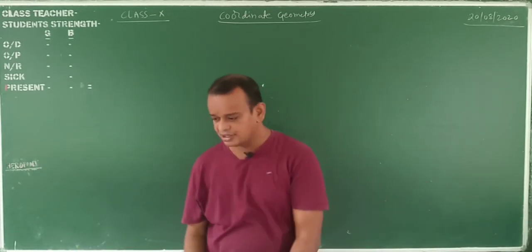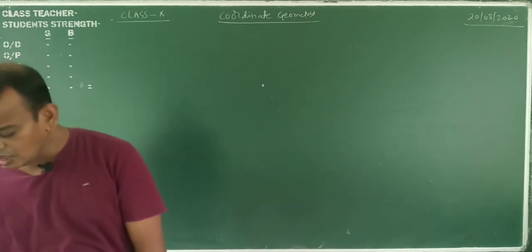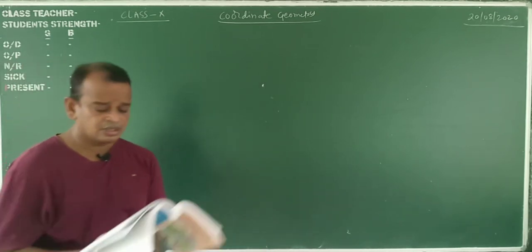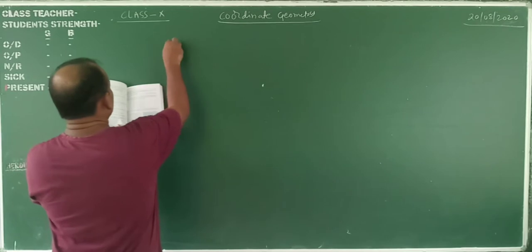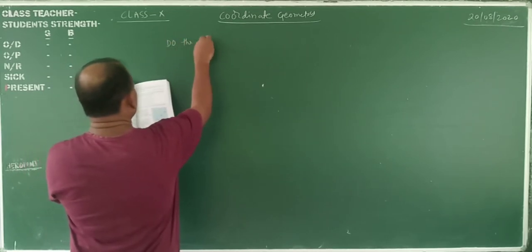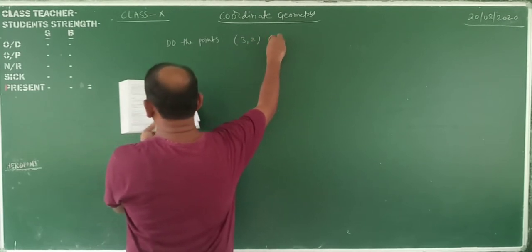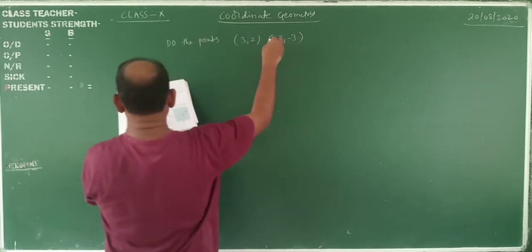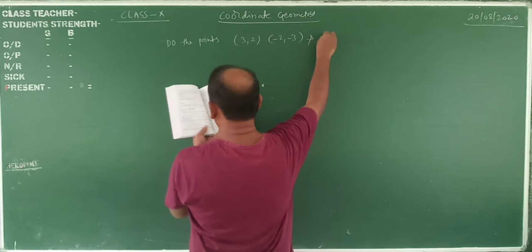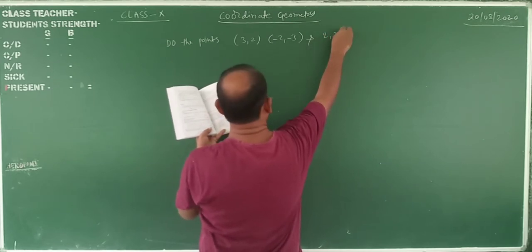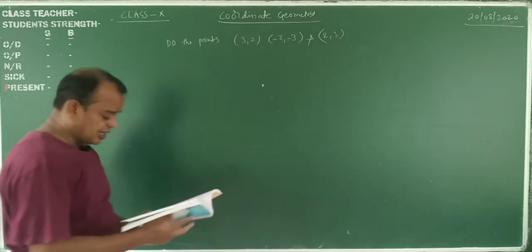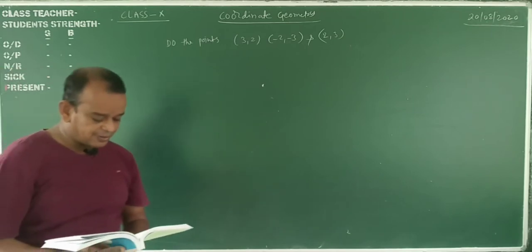Okay, my dear students. Now, do the points (3, 2), (-2, -3), and (2, 3) form a triangle? So, name the type of the triangle formed.